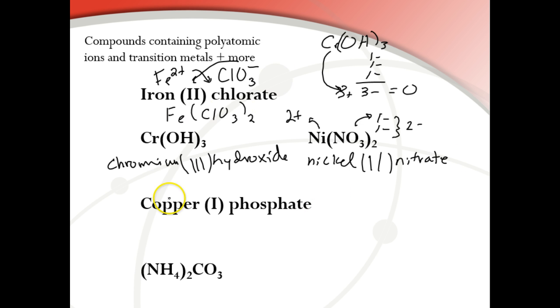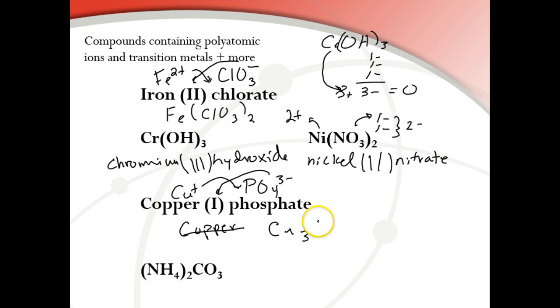Okay, another example, copper(I) phosphate. Copper with a positive charge, phosphate, PO4 3-. Do our little switch thing. And we've got copper and 3 of those, and then we've got phosphate, Cu3PO4.